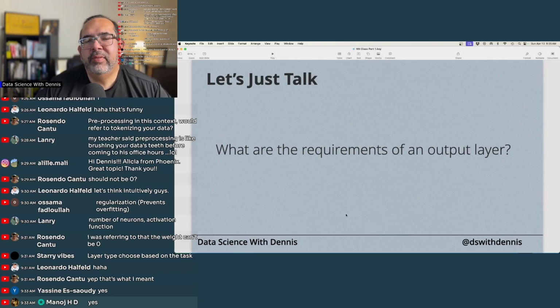What are the requirements of an output layer? What do you guys think? Now remember, ultimately, we're using all algorithms to get to an answer, right? So what are the requirements of an output layer?